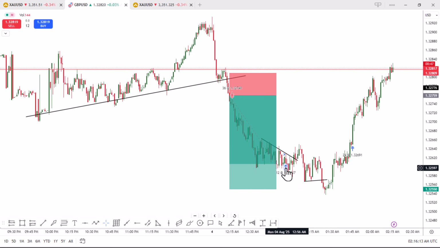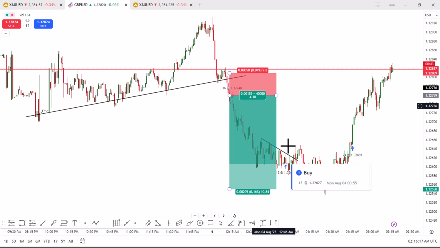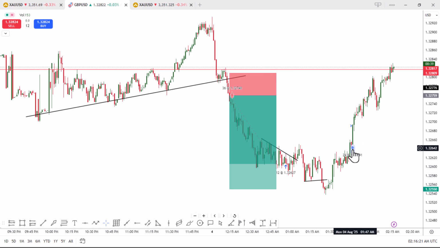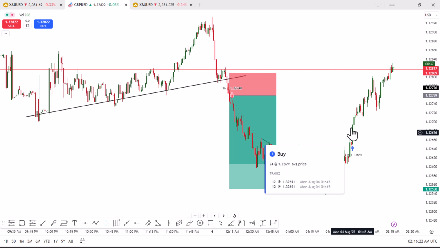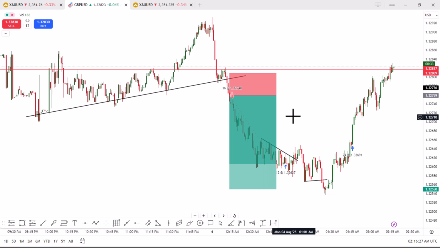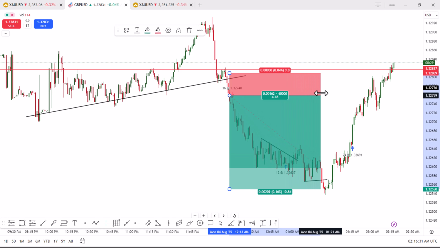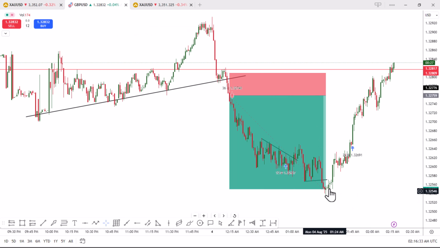When it came all the way down to this zone, I took out the first trade and I brought every single trade's stop loss to around this zone right here. And you can see that price actually came all the way back up and took me out of those trades. But yes, I was still in profit, so I did not really mind, even though price actually reached my final TP.